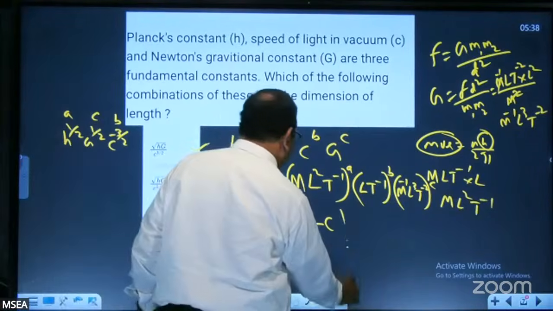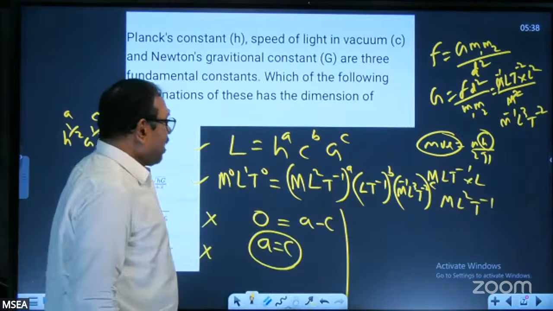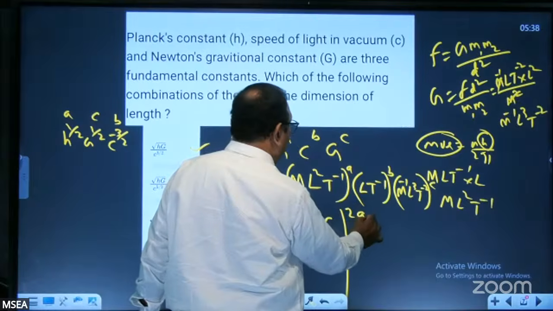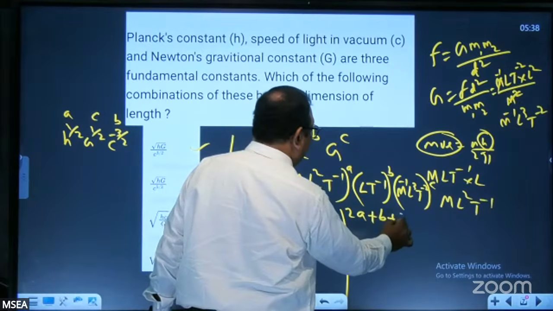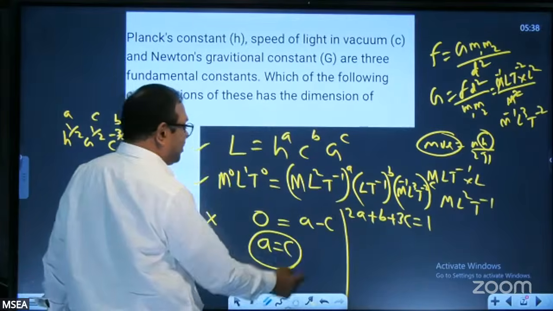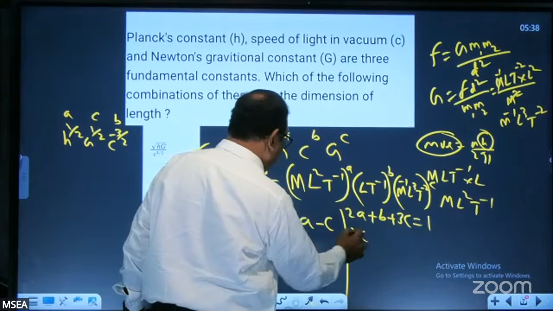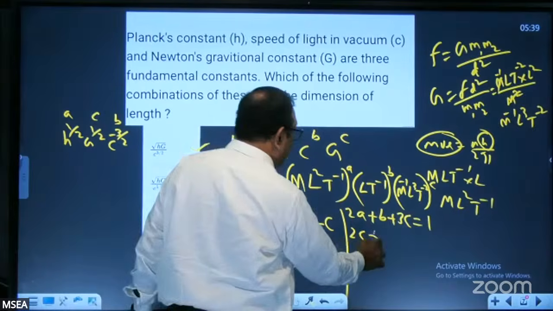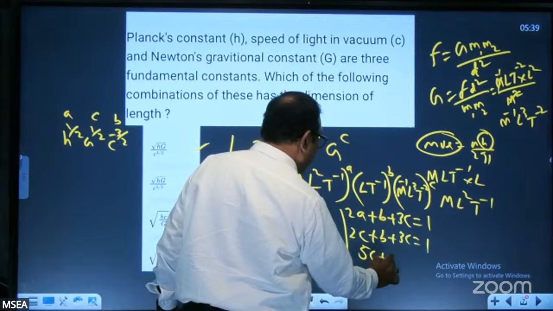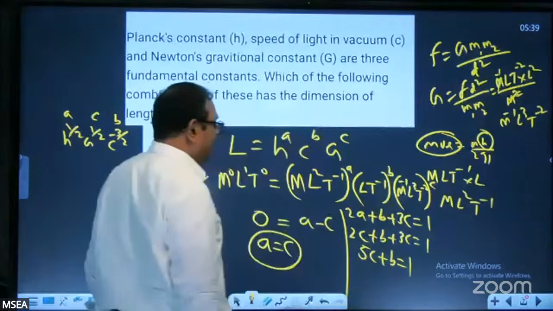Now let us take another one, L powers. If you take L powers, 2a plus b plus 3c must be equal to 1. Here a and c are the same, so we can take it as 2c. Wherever a is there, I'm writing c: 2c plus b plus 3c should be equal to 1. So 5c plus b is equal to 1.